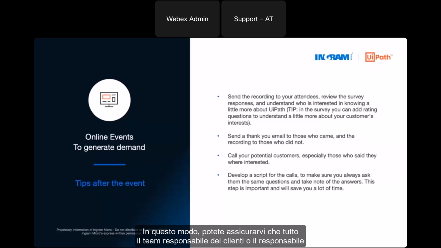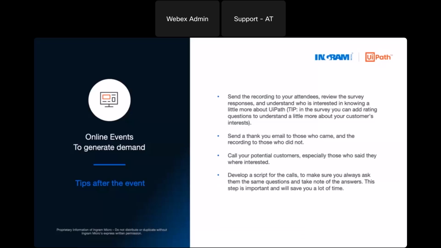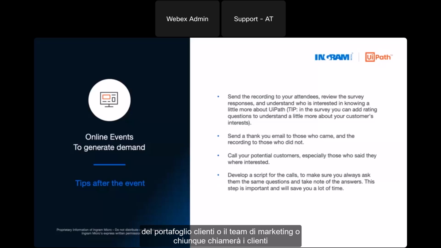So that way, you can make sure that all the account managers or the marketing team or whoever is going to call the customers are documenting the same information, are asking the same questions to those potential customers, right? So that's very important in order to document your data and analyze that data after those calls.